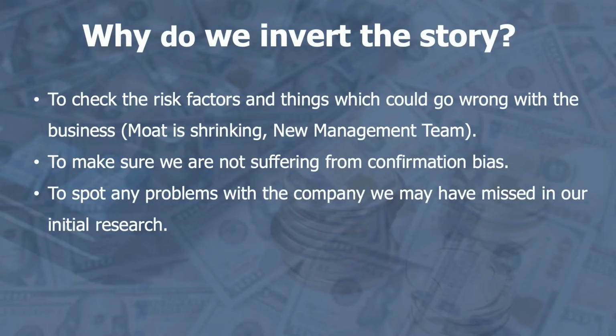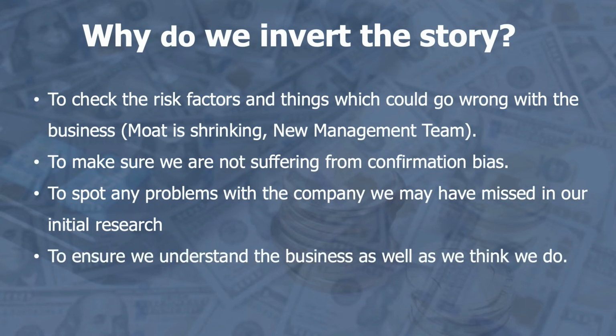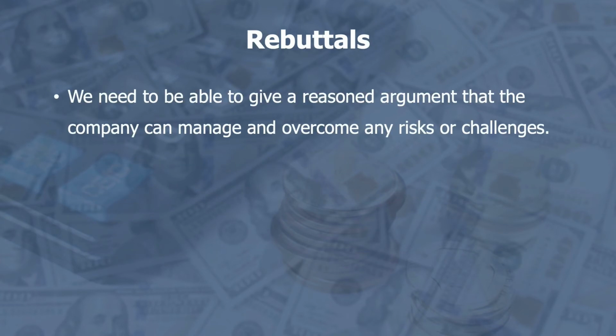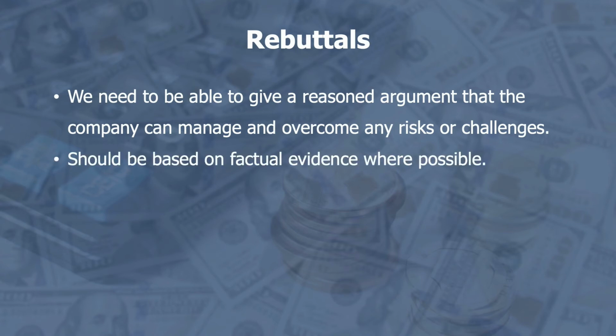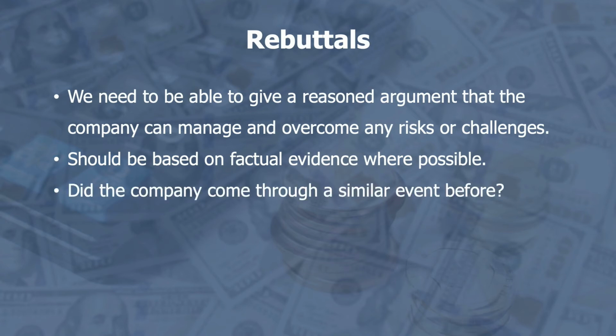And another reason we invert the story is we need to spot any problems with the company that we may have missed during our initial research, and also to ensure we understand the business as well as we think we do. And now looking over the rebuttals, we need to be able to give a reasoned argument that the company can manage and overcome any risks or challenges that it faces. So this is the counter argument as to why we should still buy the business. And this needs to be based around factual evidence wherever possible. So it makes sense that if the company's faced challenges before and still overcome those challenges, they'll be able to do that again and come out the other end stronger.